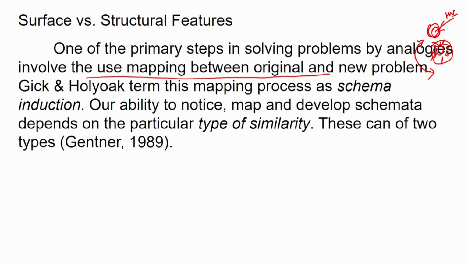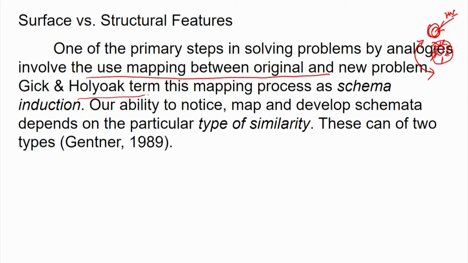Now, in analogous problem solving, there are two things to look at. One, in terms of comparison, is something called surface versus structural features. One of the primary steps in solving problems by using analogy involves mapping the original problem to the new problem. Basically, the commander of the army has to understand how his problem of winning the enemy fort is similar to the medical problem that I defined before. So, he has to map these two problems together, or basically make a one-to-one relation between his problem and the medical problem.